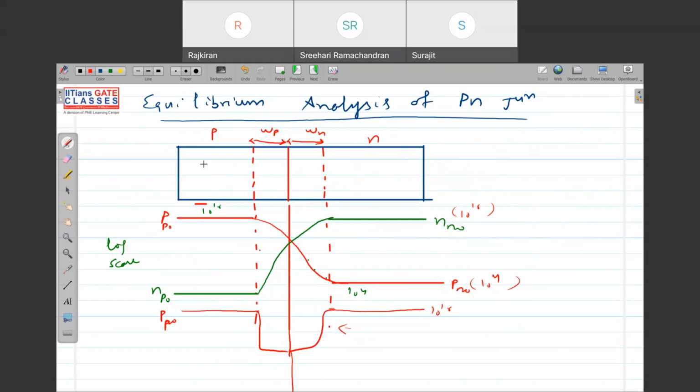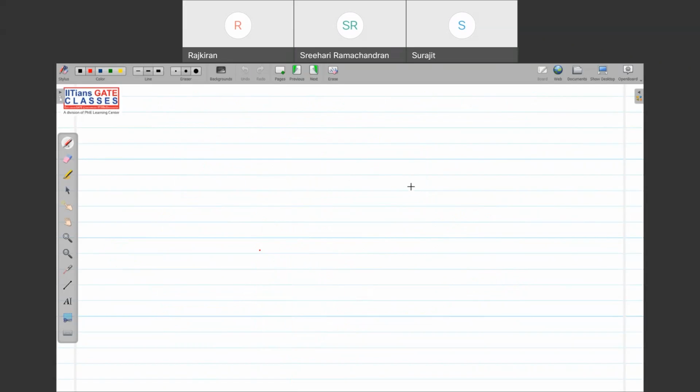They told me that one side is 10 to the power of 19 per cm3 and the other is 10 to the power of 17 per cm3. Then they asked me to draw the energy band diagram, not this diagram. Later I will show you how to get the energy band diagram. They asked me to calculate it based on this question, so I'll tell you later.